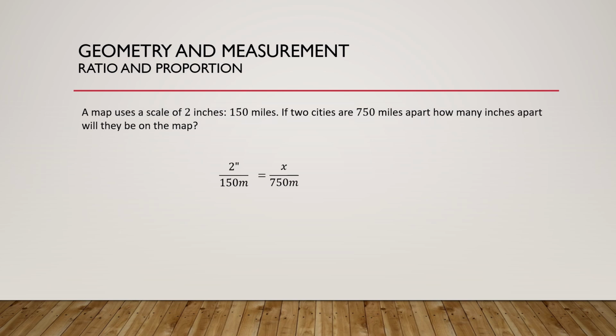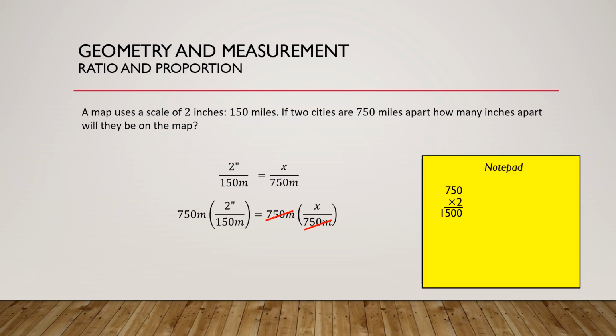Multiply both sides by 750. On the right side, the 750s cancel. On the left, we have 750 times 2, which equals 1500. Then we divide 1500 by 150 to get our final answer, x equals 10 inches apart on the map.